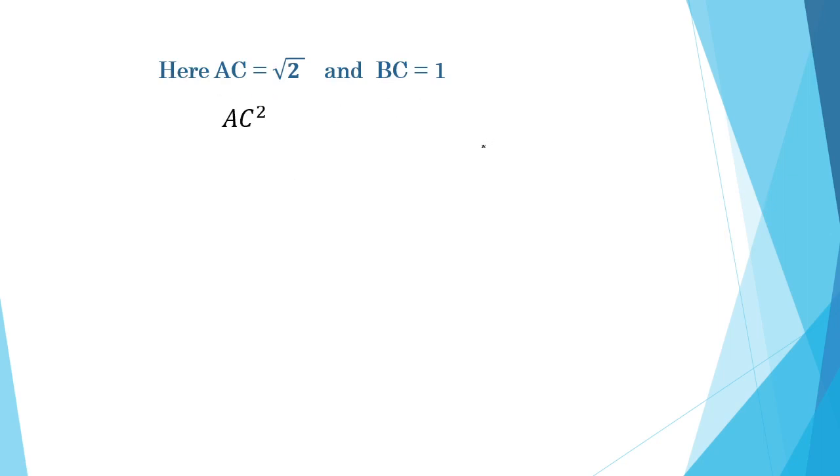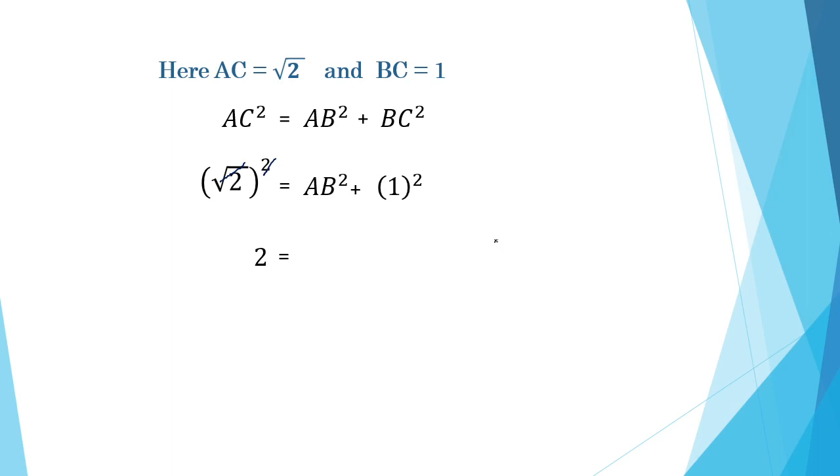Now we apply Pythagoras theorem here. AC square is equal to AB square plus BC square. Now just write root 2 in place of AC, and in place of BC write 1. So root 2 square, the square and root get cancelled, we get 2 only. That equals AB square plus 1 square, which is 1. Now AB square is equal to 2 minus 1.